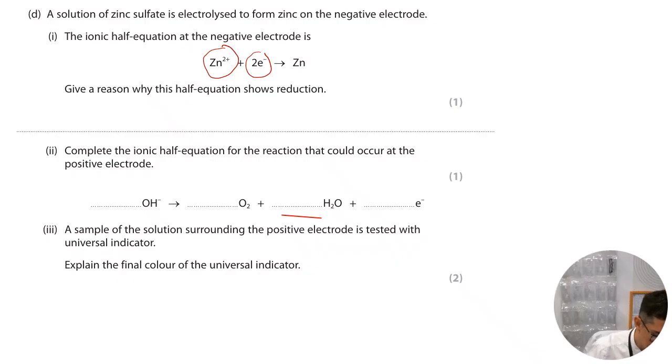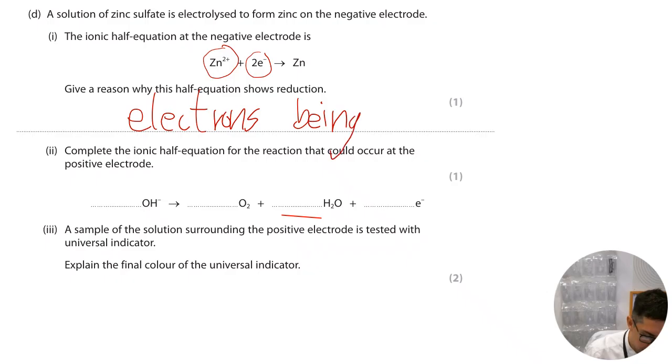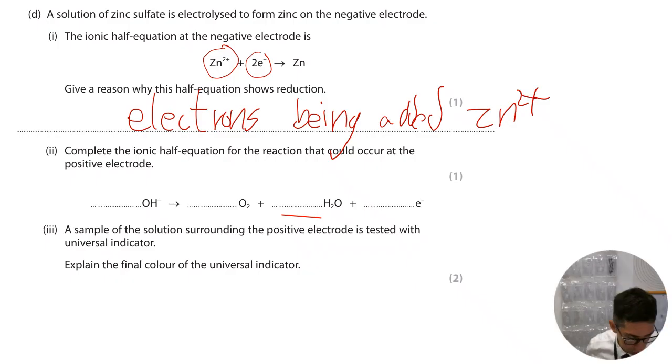Reduction is gain of electrons. So I would say electrons joining or being added to, gained, being added to Zn2+, and that's the definition of reduction. Reduction is gain of electrons.